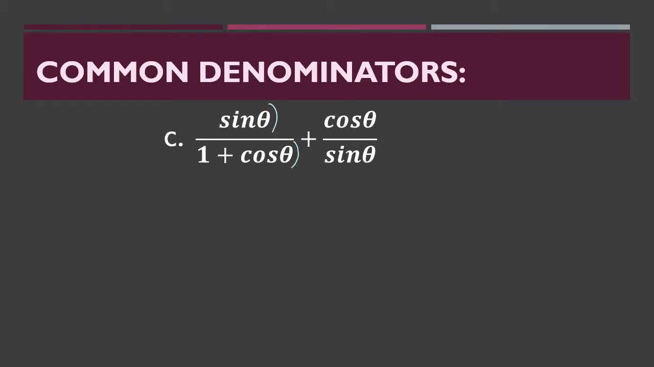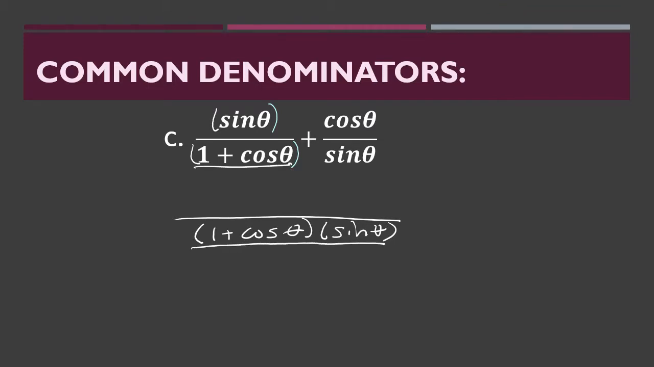Alright, let's try another one. So let's say that we have the problem sine theta all over 1 plus cosine theta plus cosine theta over sine theta. So this problem looks a little bit more intense from the beginning. So let me think about what my common denominator will look like. It'll be the first term, 1 plus the cosine of theta, times the second denominator. So now I have to ask myself, what do I need to do to make this denominator look like this denominator? I have the 1 plus cosine, so over here, I need to multiply this by the sine theta over the sine theta. Here, I have the sine theta, but I'm missing the 1 plus cosine theta. So over here, I'm going to multiply by the 1 plus cosine theta over 1 plus cosine theta.